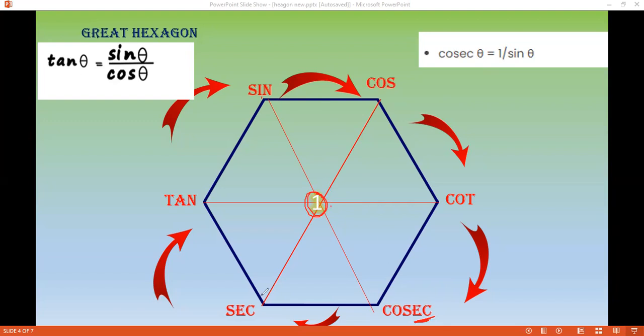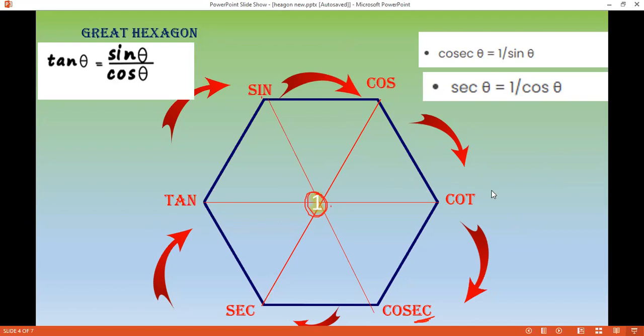Similarly, can you guess any other one? Sec theta is equal to 1 upon cos theta, right? Because these two go along diagonals. You take any one: cos theta is equal to 1 upon sec theta, or sec theta is equal to 1 upon cos theta.